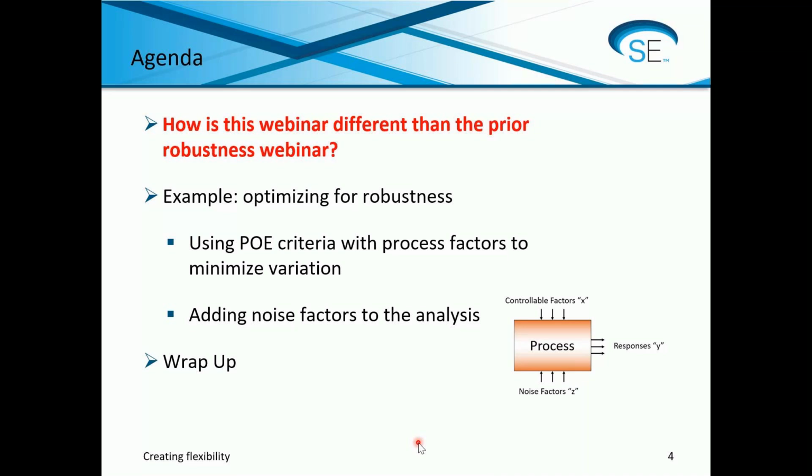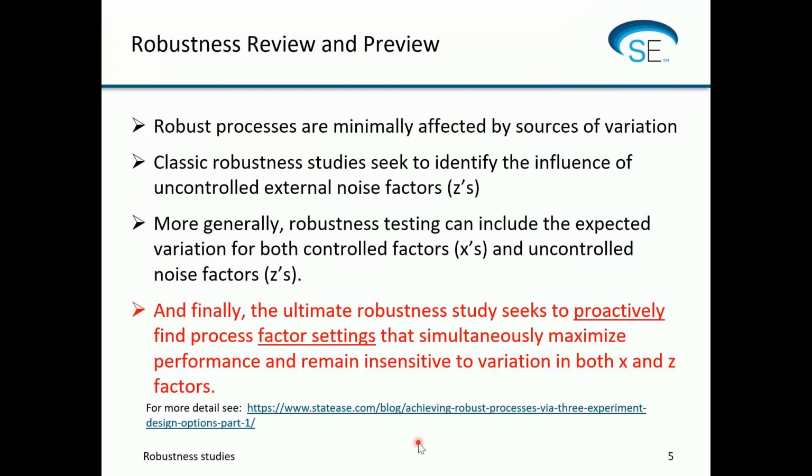So how is this webinar different than the one I did in August? Well, let's review a little bit the whole concept of what we're getting at with robustness as a fundamental principle. The idea of robust processes is that they are minimally affected by sources of variation. Okay, so we have process factors that might wander around a little bit, right? When we set temperature for a process, what we really set is the set point for temperature, and what happens in the process may fluctuate from that set point, right? So we think we're controlling a factor, but in fact it varies. Temperature, pressure, whatever process factor you're setting.